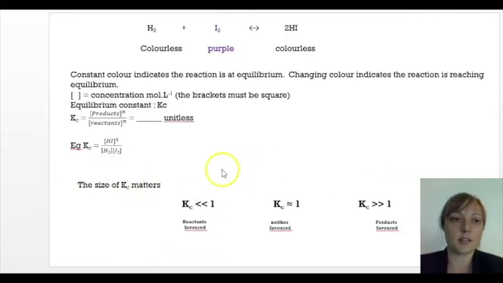Alright, so let's take this reaction here, where we have a colourless hydrogen gas and a purple iodine gas, and they react together to form a colourless hydrogen iodide.